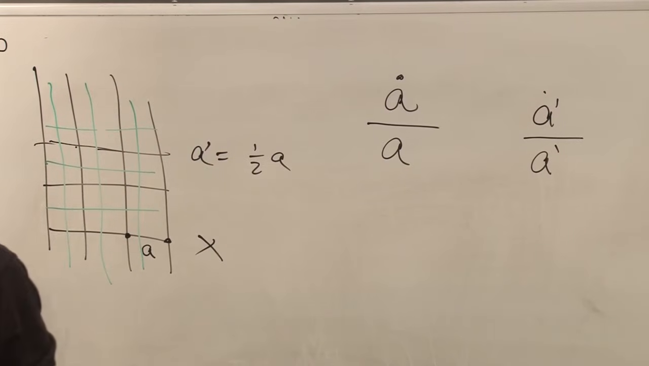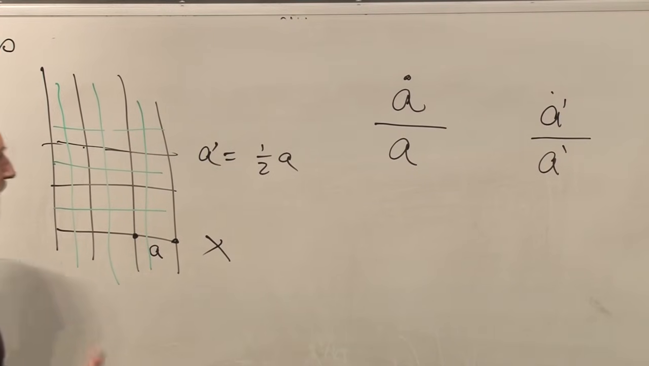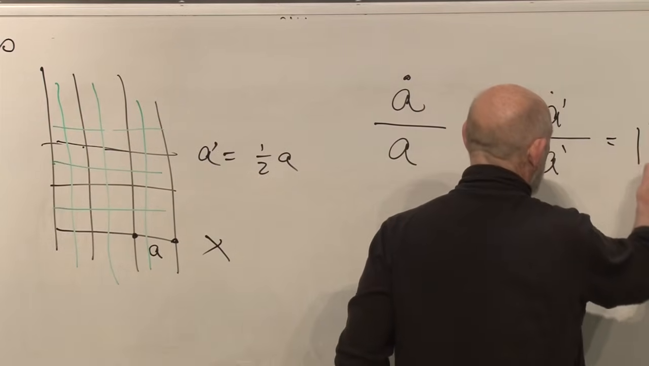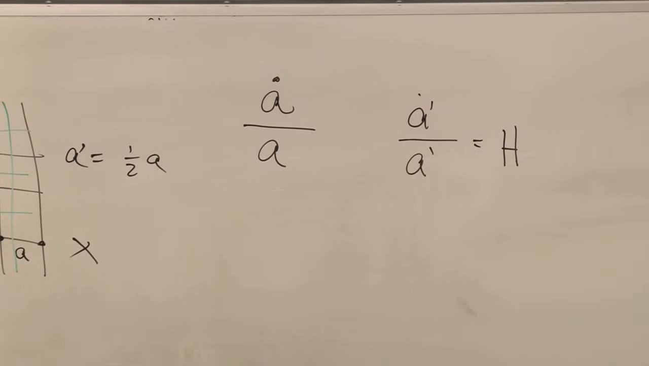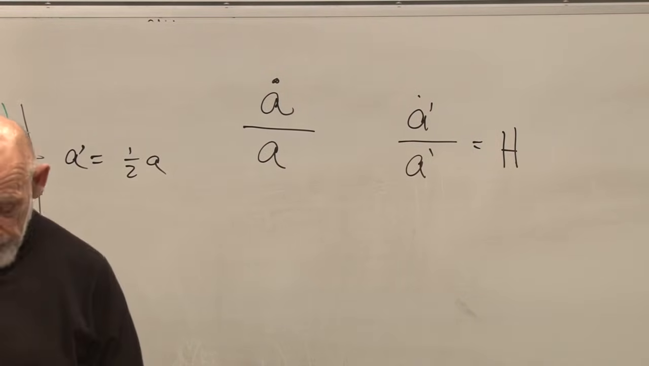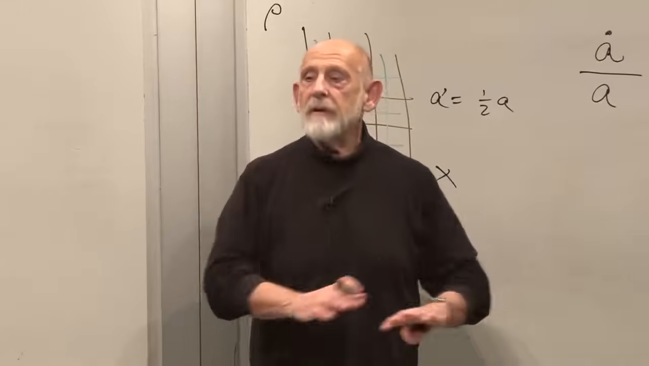So things involving ratios of A, those are invariant, physically meaningful things. And if you remember, A dot over A is just the Hubble constant at a given time. So it really does mean something. But A itself has an ambiguity in how big it is, but it's a once and for all ambiguity. Once you fix it, then you stick with it.